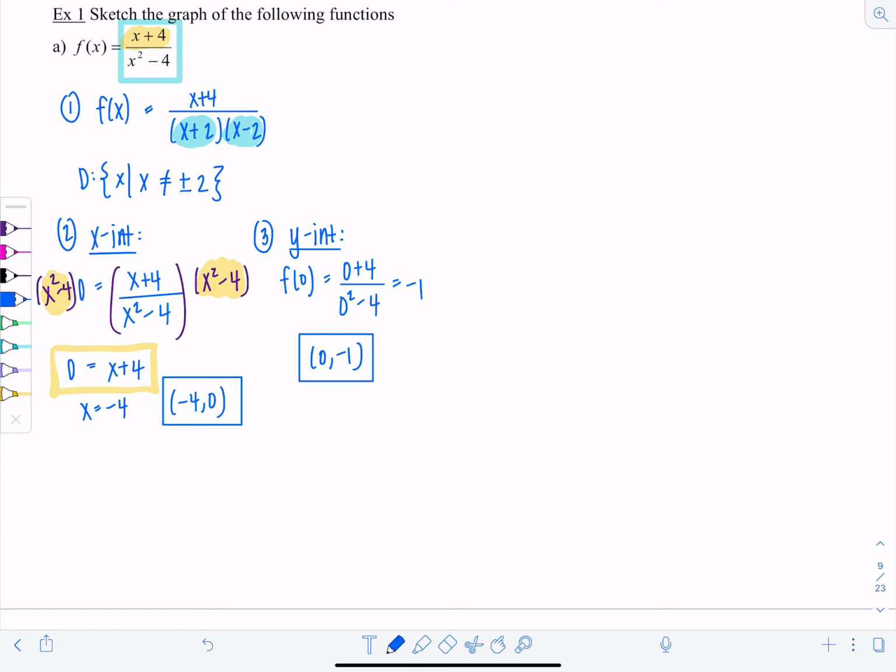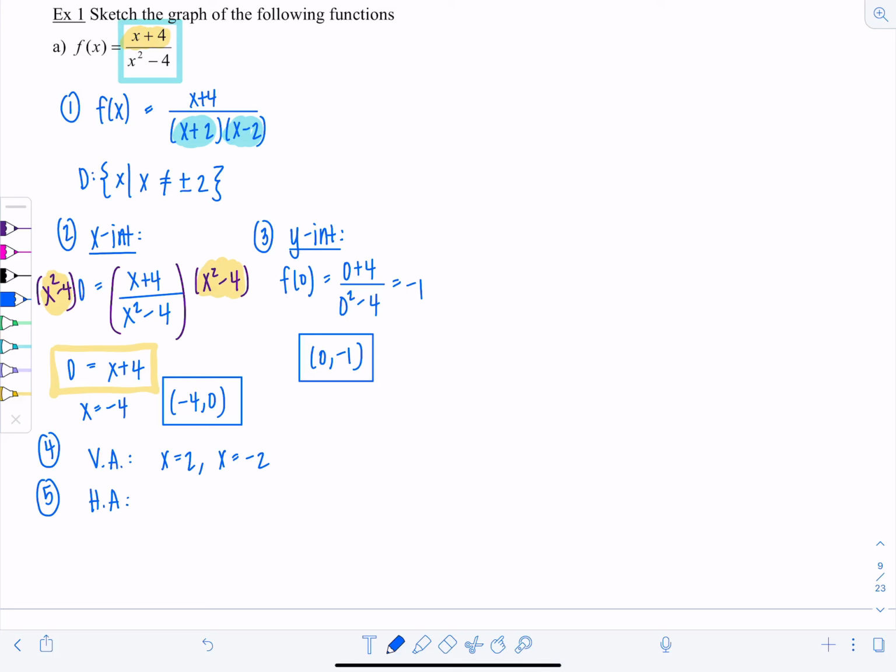Lovely. Let's see now. Step 4 was to find any vertical asymptotes. Okay, well, this is in reduced terms, right? Nothing's going to cancel, so I'm just going to list the zeros as equations. Those are my vertical asymptotes. So they are at x equals 2 and x equals -2. Good. Step 5, horizontal asymptote.